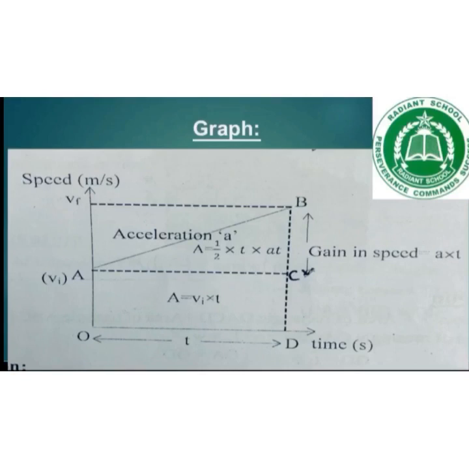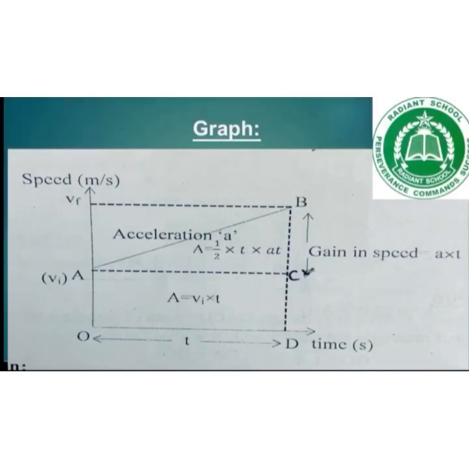Students, at point O, we can see that the body did not start from point O. The body starts from point A. It means that when the body starts, it is not at rest. The body has a certain velocity which is called initial velocity Vi. Then the body moves from point A to point B in a straight line, and you can see that at point B the velocity of the body becomes Vf.